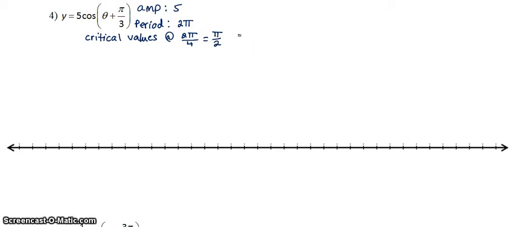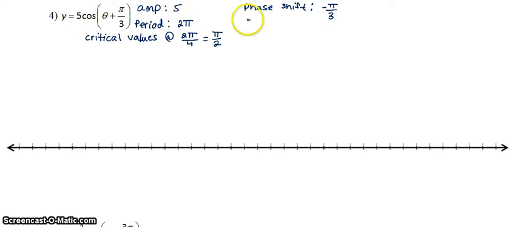Okay. Next I have to find my phase change, my shift. So phase shift here is going to be determined by the value that's either being added or subtracted inside of my input of cosine. So theta plus pi over 3, that pi over 3 is going to be my shift. Now remember, this value changes sign when we're finding the phase shift. So the shift is going to be negative pi over 3.